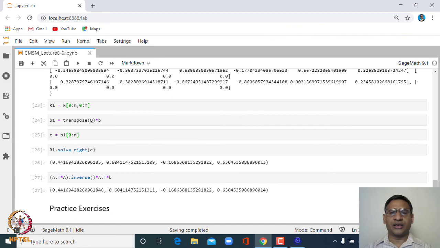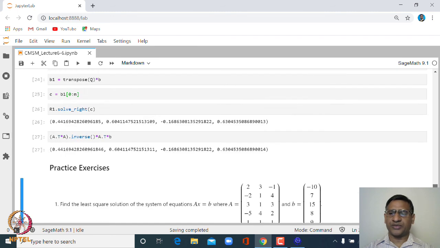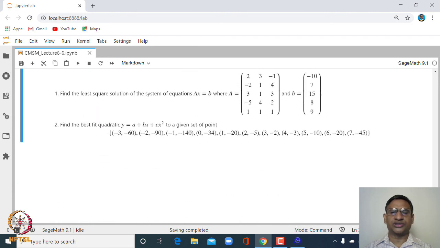There are other methods also to solve these least square problems, but we will not get into all these things.